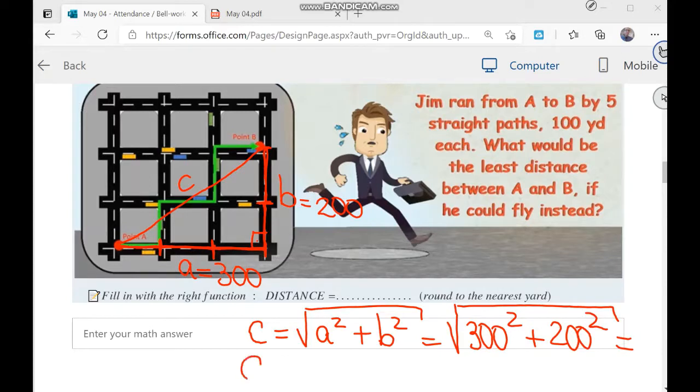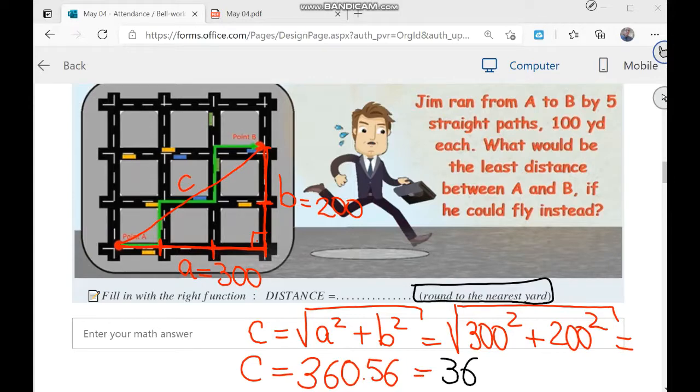Type this in your calculator and you're going to find C equals 360.56. The question asks you to round to the nearest yards. So the right answer is 361 yards. This is the right answer, 361. Type here 361. And we have a few.